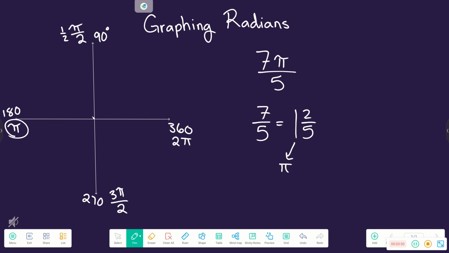Over here, technically going 3/2 is 1 whole and a half. So I have to think, is 2/5 larger than a half, or is it smaller than a half? And hopefully you are aware that 2/5 is smaller than 1/2. So I know I have to go a full pi, and I keep going, and this time it's going to be pretty close to that 3 pi over 2, or we find ourselves in that third quadrant.